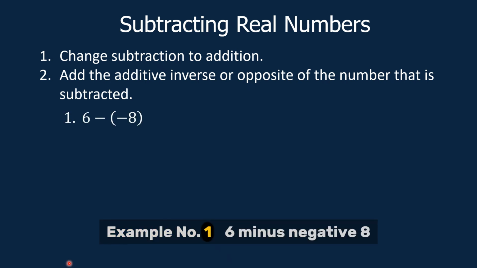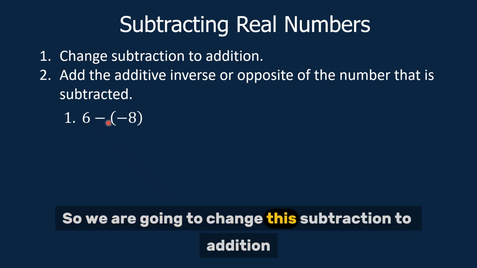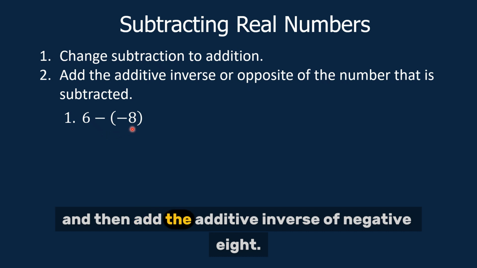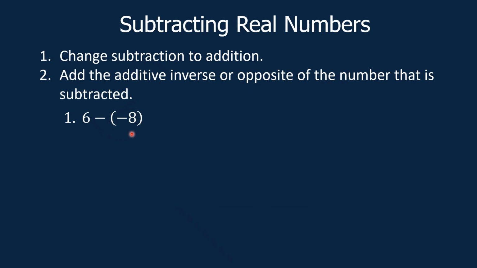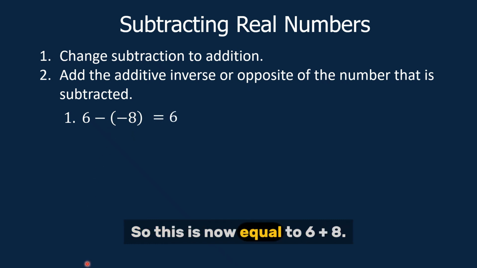Example number 1. 6 minus negative 8. So we are going to change this subtraction to addition and then add the additive inverse of negative 8. The additive inverse of negative 8 is positive 8. So this is now equal to 6 plus 8.